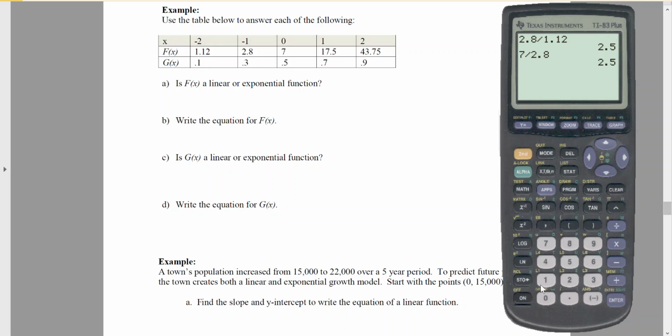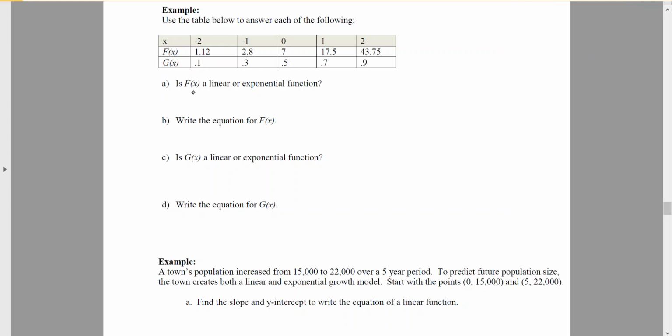All right, I can try 17.5 and divide it by 7. All right, so it looks like we have a winner. And you can then finish up by taking 43.75 and dividing by 17.5 as well to confirm that you do get a number either 2.5 or really, really close to 2.5. Then we can say that that function is an exponential function, or it models that behavior anyway. So call this one exponential.